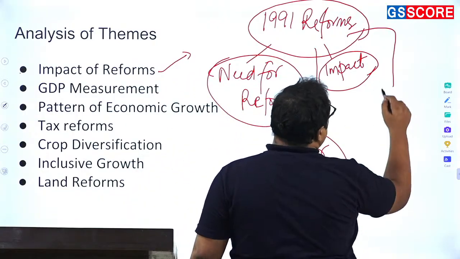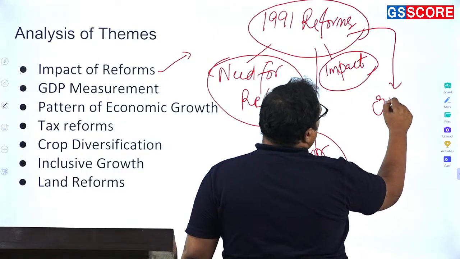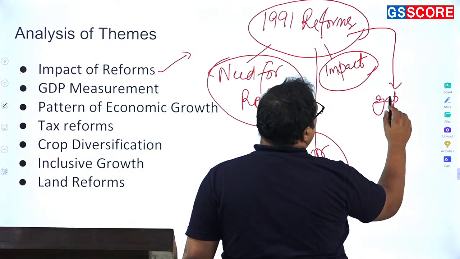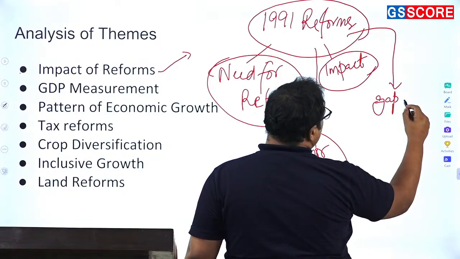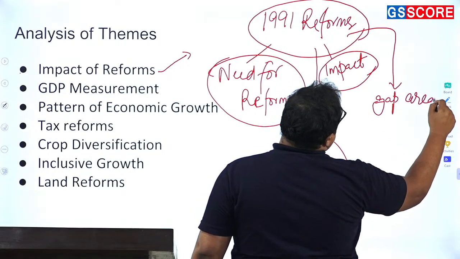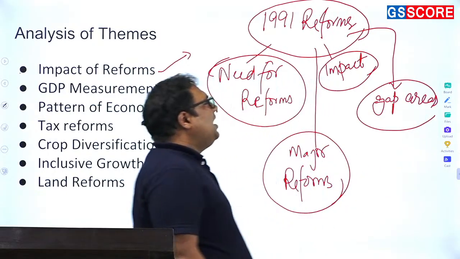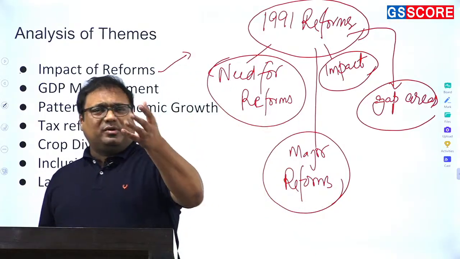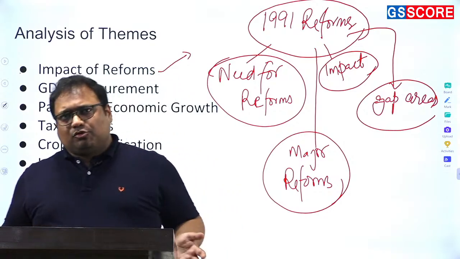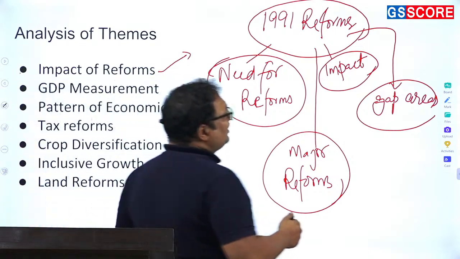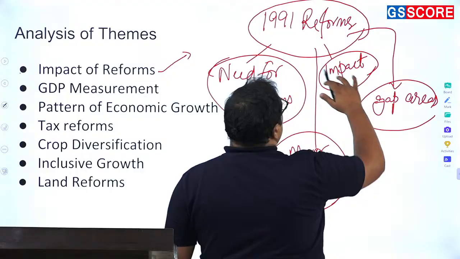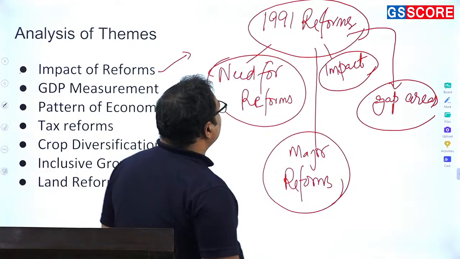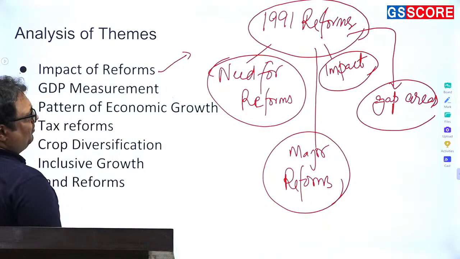Then gap areas. We brought reforms, but no policy can be perfect. There are always gaps. There are always possible changes. So there are always gap areas. You have to look into those gap areas. कि कुछ कमी रह गई. Some gaps were there. Why were those there? How can they be fulfilled? Okay. So first you do this.